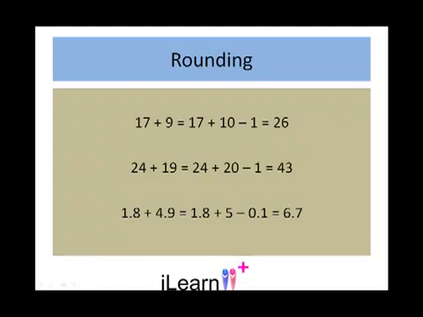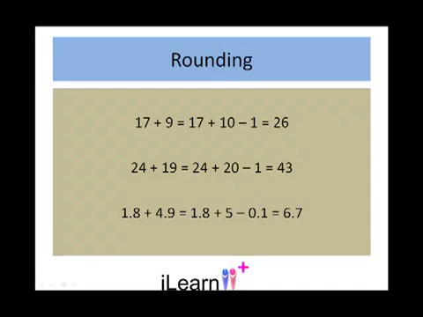Another method you could use for adding numbers in your head is rounding. 17 add 9. You could round this to 17 add 10 and then just take away 1. If you've added 1 to the 9, you must take it away later. 24 add 19 is the same as 24 add 20 and take away 1.